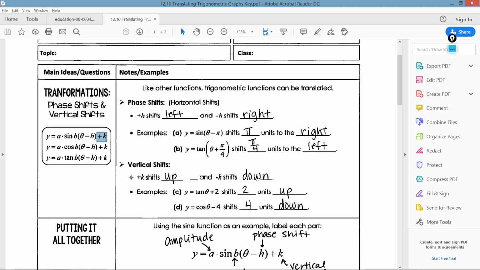From our past lectures, throughout this entire school year of graphing things over and over and over again and doing transformations, you might think that this k moves the graph up and down, and this h moves things left and right. And if you thought that, you would be correct. That plus k shifts up, minus k shifts down.